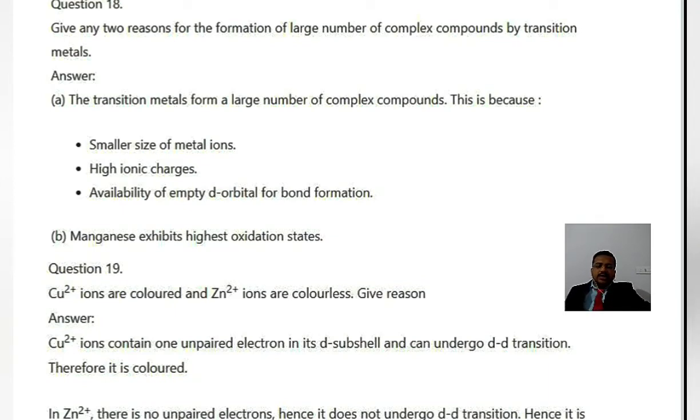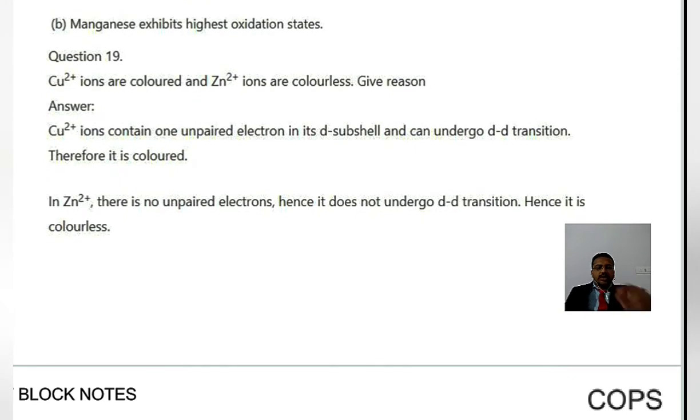Question number 19. Cu2+ ions are colored and Zn2+ ions are colorless. It's the same concept we discussed earlier. Zn2+ ions are colorless because they do not have any unpaired electron. On the other hand, if you write the electronic configuration of Cu2+ ions, you can see that there is one unpaired electron, and this can undergo d-d transition, and thereby it is colored.